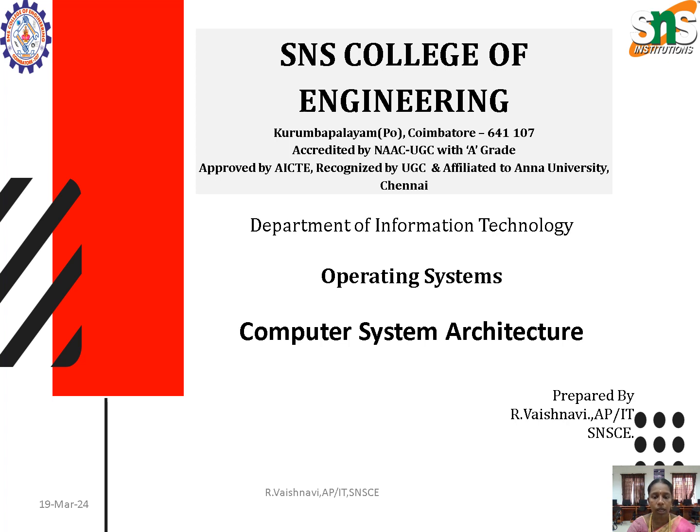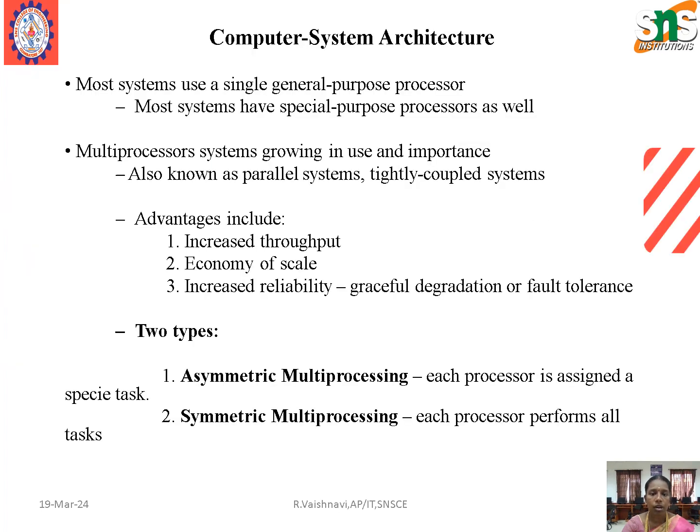Now we are going to see about the computer system architecture and the operating systems. First one is computer system architecture. Most systems use a single general-purpose processor, and most systems also have special-purpose processors as well. Multiprocessor systems are growing in use and importance. They are also known as parallel systems or tightly coupled systems. The advantages of multiprocessor systems include increased throughput, economy of scale, and increased reliability. Increased reliability means graceful degradation or fault tolerance.